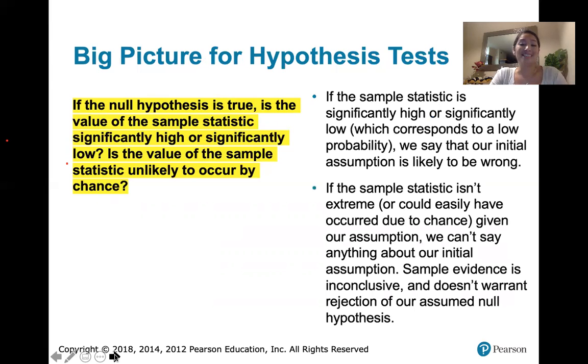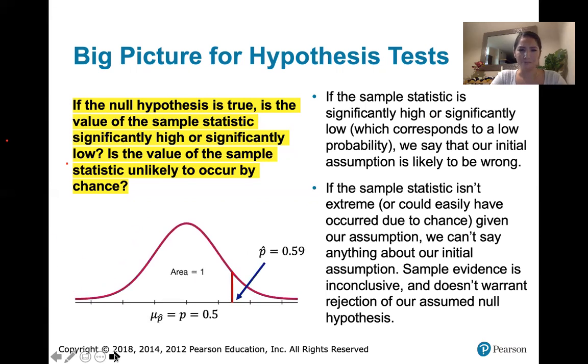Now, if the sample statistic isn't extreme, or it could have easily occurred due to chance, given our assumption, then we can't say anything about the original assumption, actually. The sample as evidence is inconclusive, and all we can say is that it doesn't warrant rejection of that assumption. We can't say that the null hypothesis is true, but we don't have enough evidence to suggest that the null hypothesis is false. So here we would fail to reject the null hypothesis.